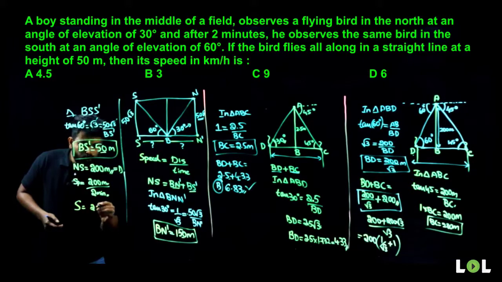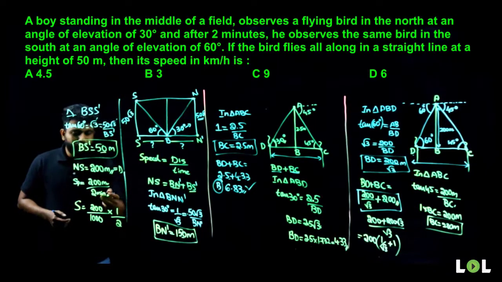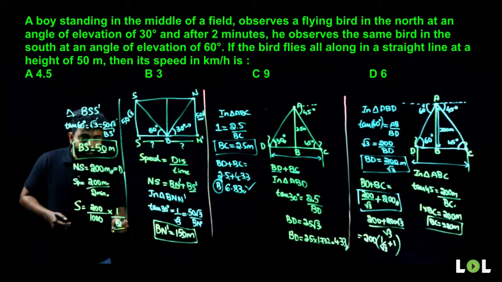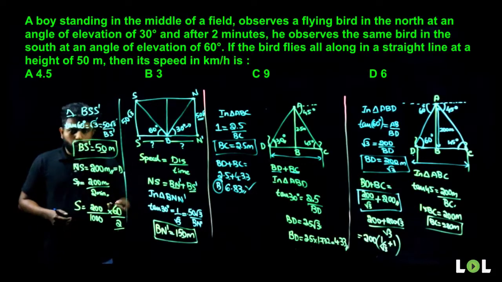So what will be the speed? Speed will be equal to 200 meters divided by 1000 kilometers, into 1 divided by 2. I can write 200 by 2 as 200 into 1 by 2. So I have 1 by 2 here. So how do I convert minutes to hours? I have to divide it by 60. So now if I take this 60 to the numerator, it will be 60 by 2. If I cancel this out, what do I get? 3 zeros, and 3 zeros. So what will I be left with? Speed will be equal to 6.